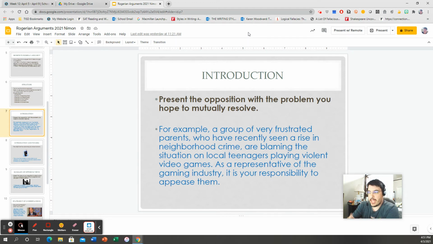Here's the problem I'm having. Let's talk about it, and you put it out there in the open. For example, and I'm going to use a running example through these 6 steps of violent video games. Let's say there's a group of very frustrated parents who have recently seen a rise in neighborhood crime, and they're blaming it on violent video games.